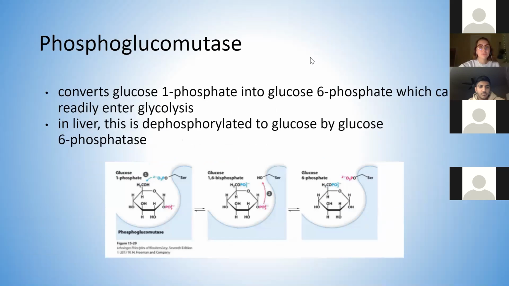All right, so another enzyme that we cover in this lecture is the enzyme phosphoglucomutase. This enzyme serves to convert glucose 1-phosphate into glucose 6-phosphate, which can readily enter glycolysis, which glucose 1-phosphate cannot do.